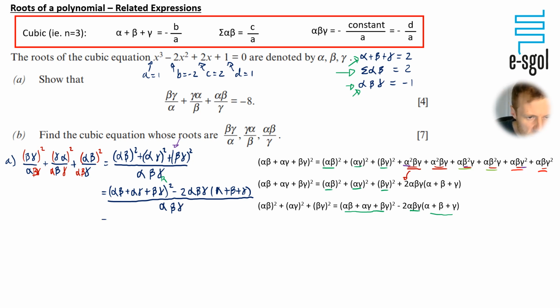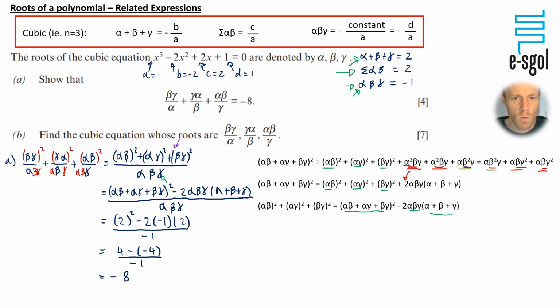Now we can put some numbers in. So the sum of the alpha beta bits is 2. So we've got 2 squared, take away 2 times alpha beta gamma. So if I look at my top here, alpha beta gamma is -1, times the sum of the roots alpha plus beta plus gamma, so that's 2, divided by alpha beta gamma divided by -1. So this equals 4 take away -4, all divided by -1, which equals -8, which is what they've asked for.